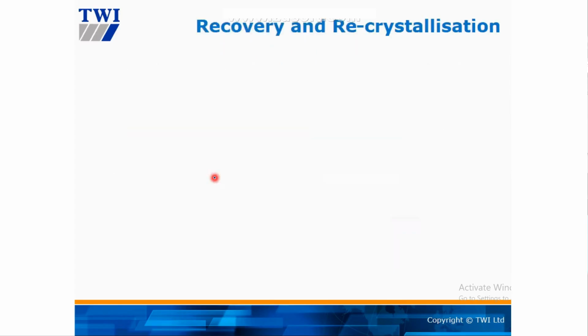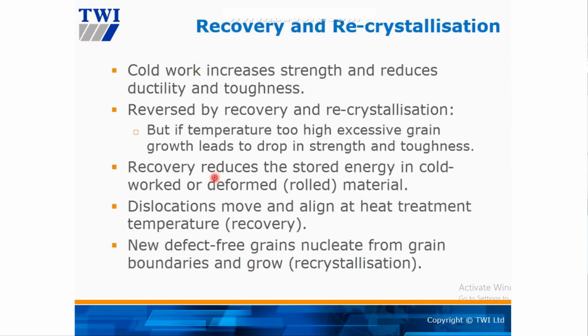Okay. All right, recovery and recrystallization is said here. This applies to cold work, like bending, forging, hammering, when the material is still cold. So what happened here? It will increase strength but reduce ductility and toughness. So how to rectify this problem with the grain, with the properties? It said reverse by recovery and recrystallization.